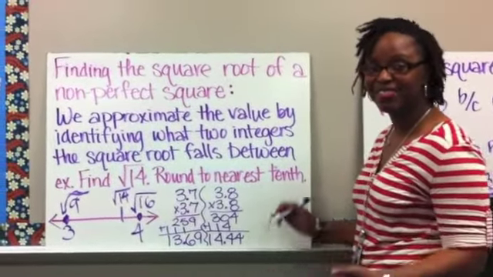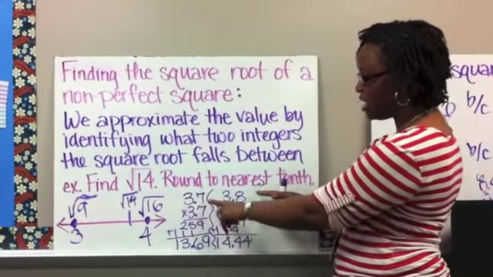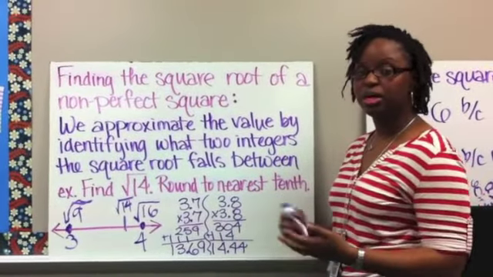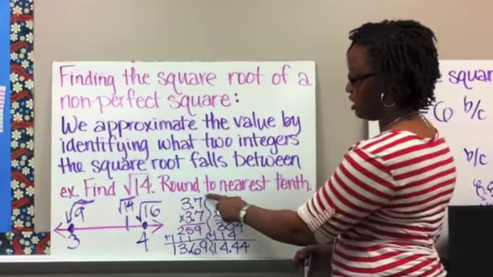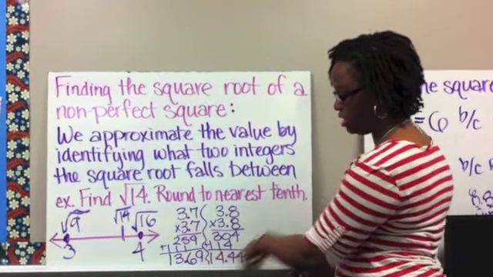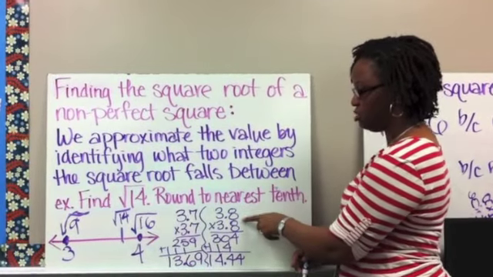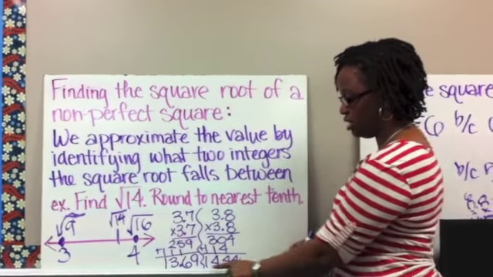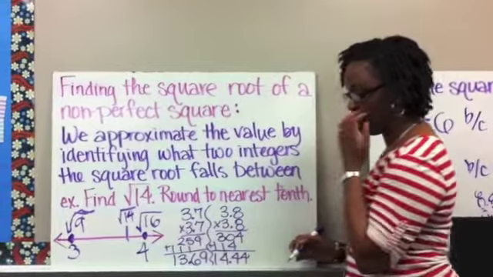Alright, so from here it's kind of a guess and check. So I worked out my math for 3 7/10 squared and 3 8/10 squared. So I did 3.7 times 3.7, and I got 13.69, or 13 and 69 hundredths. I also did 3 8/10 times 3 8/10 to get 14 and 44 hundredths.